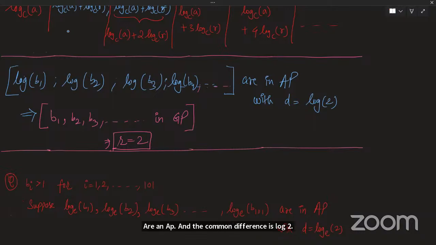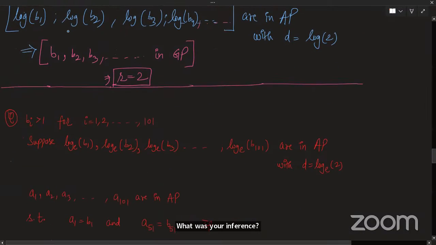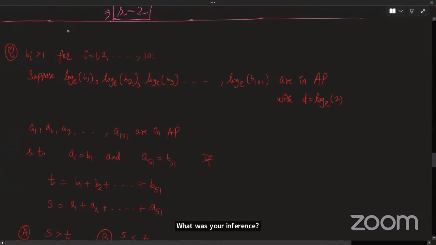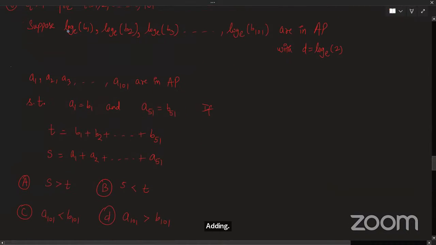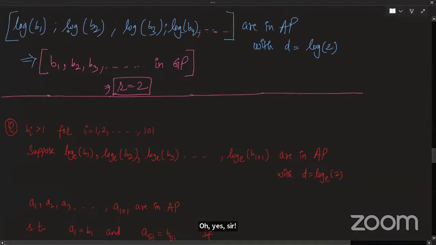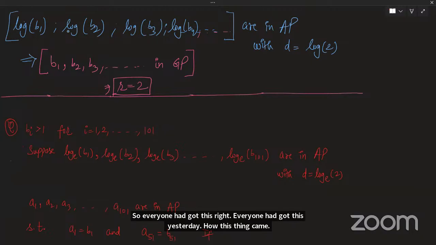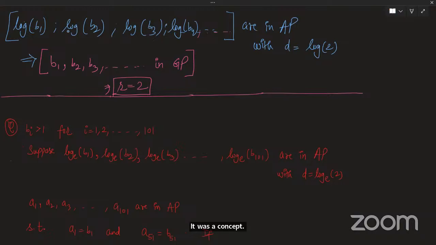So what did you infer from this? What was your inference? B1, B2, B3 and so on are in GP and their common ratio is 2. Yes, sir. Everyone had got this yesterday. How did this come? Yesterday I taught you a concept: how you could convert your AP to GP and your GP to AP, right?